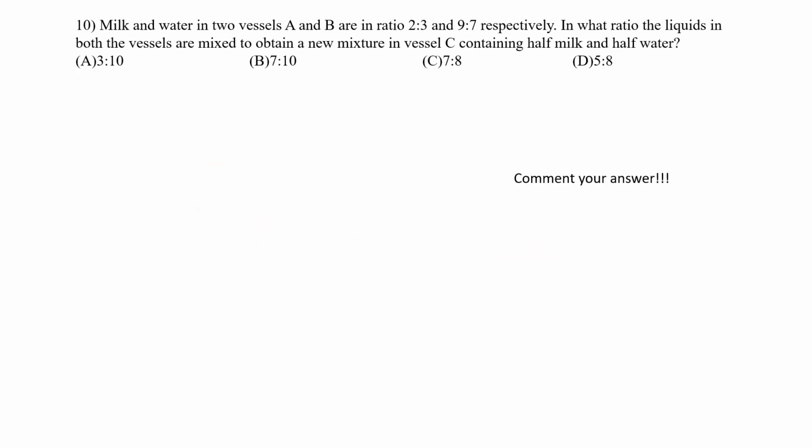This is a practice question for you. Milk and water in two vessels A and B are in the ratio 2:3 and 9:7 respectively. In what ratio should the liquids in both the vessels be mixed to obtain a new mixture in vessel C containing half milk and half water? Now comment your answer below.